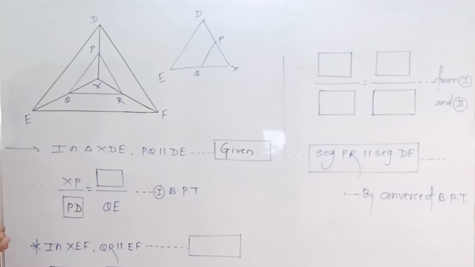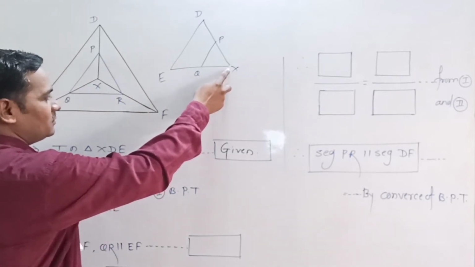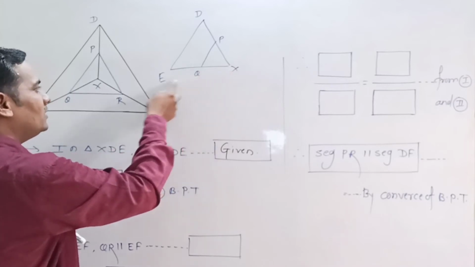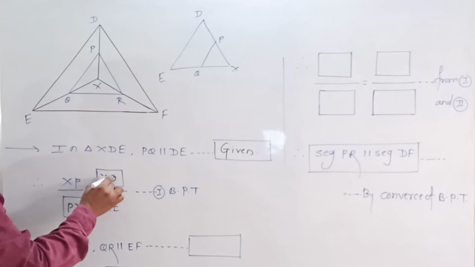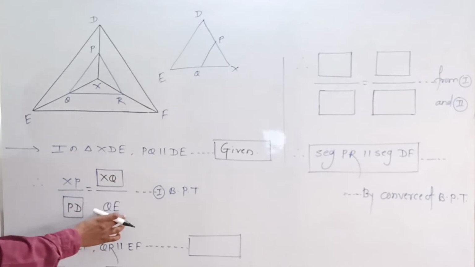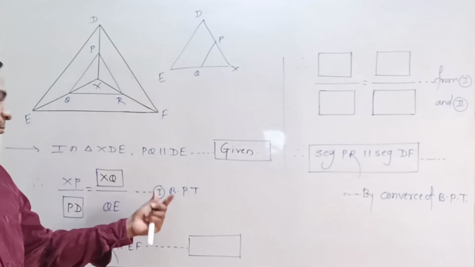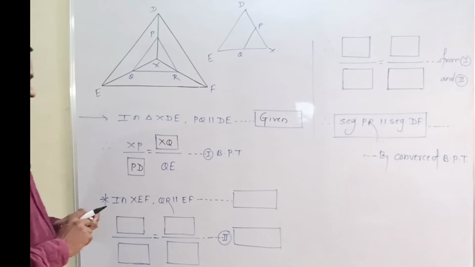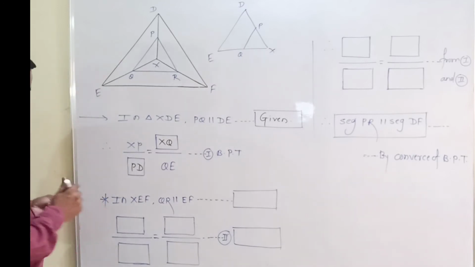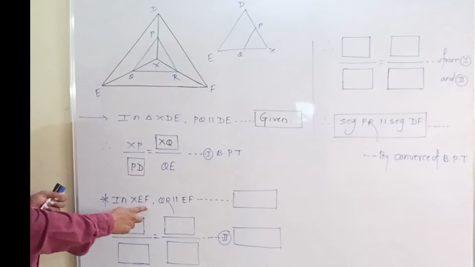Okay, done. Now which is the other side? We have to start again from X. So XQ upon QE. XQ upon QE is given, and this is equation number 1 by basic proportionality theorem. How simple is this? Now look at the second equation or second triangle. Which triangle is given? Second triangle XEF.